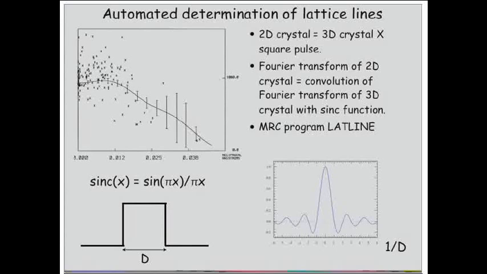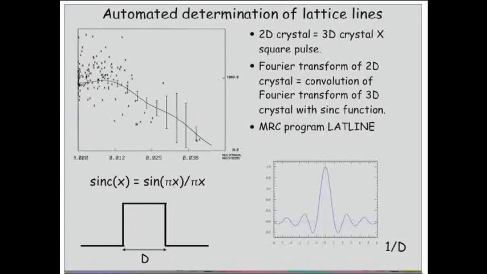So if you do that multiplication in reciprocal space, you've got a three-dimensional Fourier transform which is convoluted with the Fourier transform of this function, which is a sync function. And in a simple-minded way, you can think of it as laying down little sync functions all along the different points of the crystal lattice to make up the final curve, adding them together. And the MSE program Latline will do that for you.